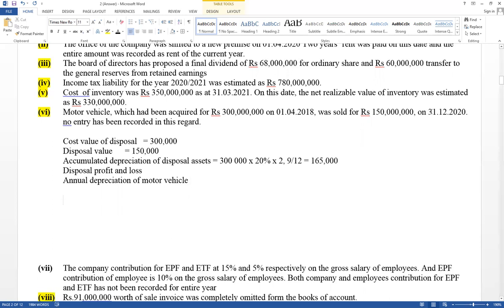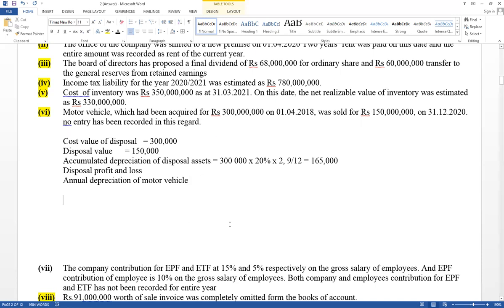Our account period ends on 31st March 2021. Therefore, the beginning of the year is 1st April 2020. During the account period, the disposal asset was available for a 9-month period. You have to consider from 1st April 2020 to 31st December 2020. Therefore, the disposal asset was available up to the disposal date for 9 months.